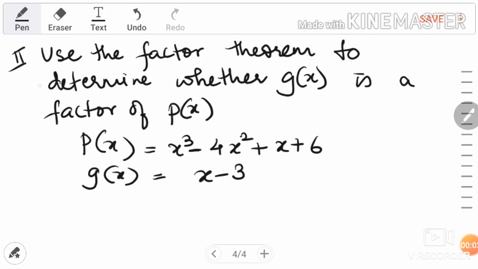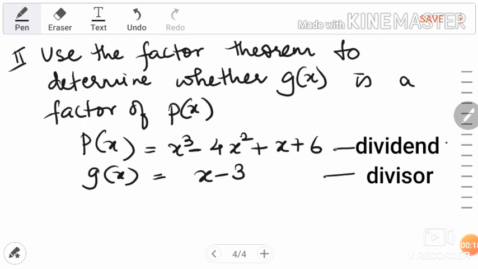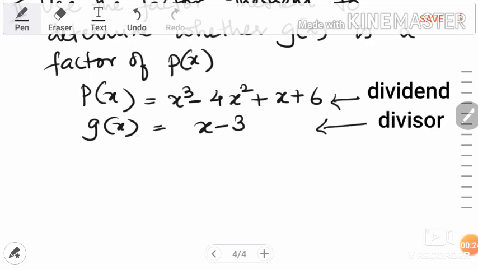Question number 2. Use the factor theorem to determine whether g of x is a factor of p of x. So p of x is the dividend polynomial, g of x is the divisor. To determine whether g of x is a factor, we will have to find out the remainder. So we use the same method to find the remainder.